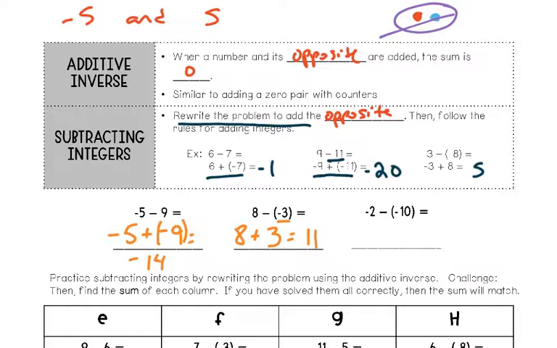Let's look at the next one. You see a -2 to start with. And then we're going to add the opposite. So instead of minus, we'll add, and then the opposite of negative 10 is positive 10. Then we add like normal. So they're different signs, so I'm going to subtract, and then I'm going to keep the sign of the greater absolute value. So 10 has a greater value than 2, and 10 is positive. So my answer will be a positive 8.